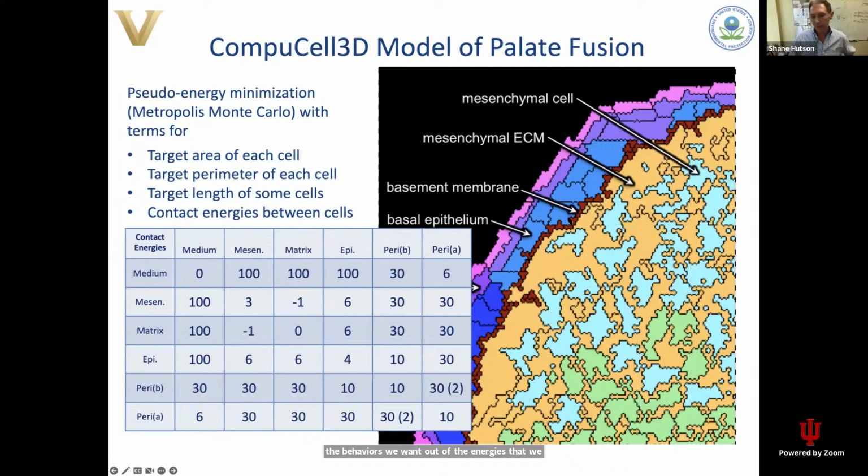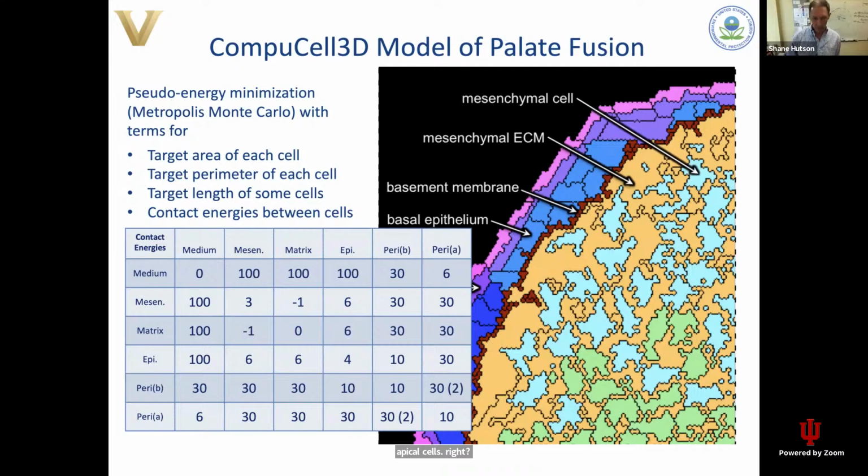Well, first of all, you can see what cells are going to be favorable to be on the outside and what on the inside. So if you look at the contact energies with medium, it's really unfavorable for the mesenchyme or for the matrix or for the basal epithelial cells to be in contact with medium. A little less unfavorable for the periderm basal cells, and most favorable for the periderm apical cells, right? So they tend to stay on the surface once we put them there.